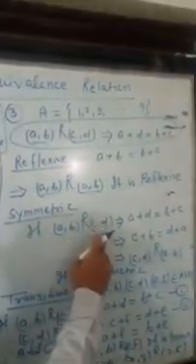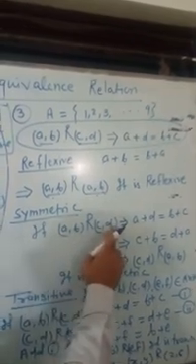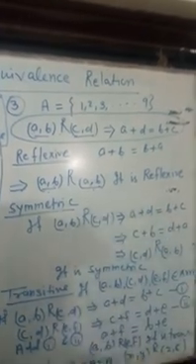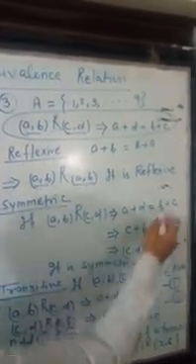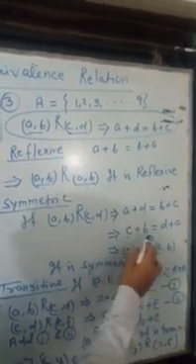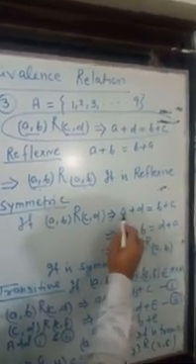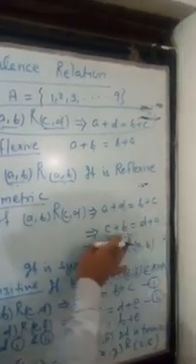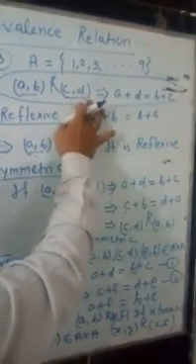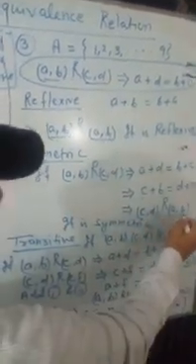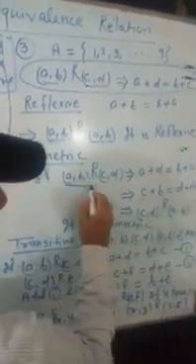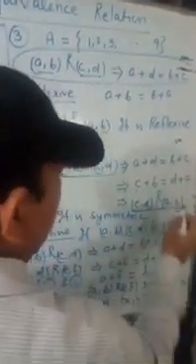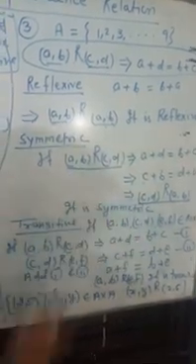Now you see symmetric. If (a, b) R (c, d), you can write a plus d equal to b plus c. You change it: c plus b equal to d plus a. Now you arrange according to the rule of the relation, (c, d) R (a, b). That means (a, b) R (c, d) is the same, it follows the rule (c, d) R (a, b), that is symmetric.